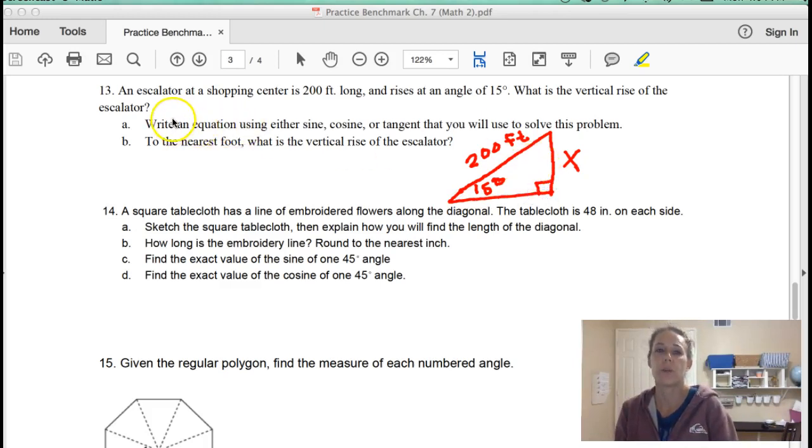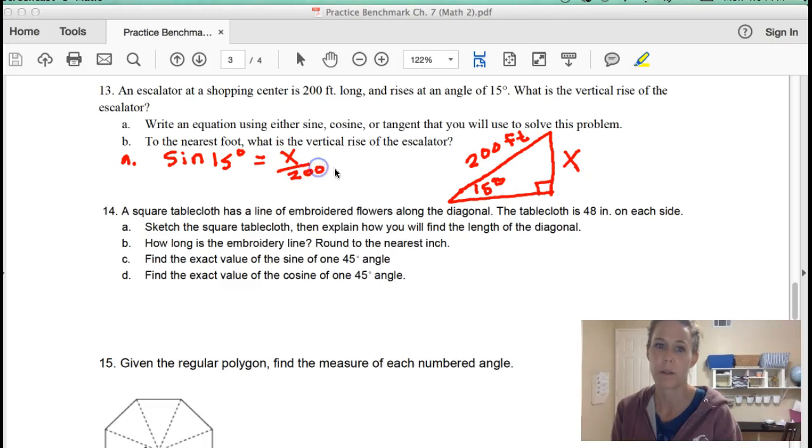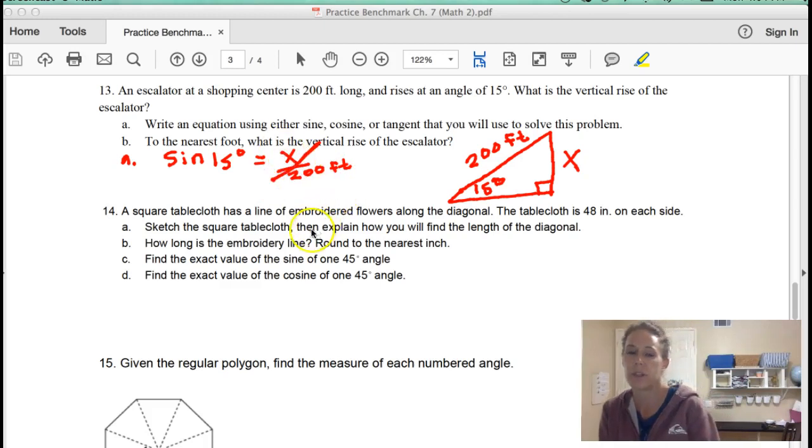And what we want to do here is write an equation using either sine, cosine, or tangent that you will use to solve this problem. So if I have 15 degrees and I have the opposite side and the hypotenuse, well, opposite over hypotenuse would be sine. So part A, I'm going to do sine of 15 degrees, and I want to see this on the test, equals x over 200. And when you type this in, just do the slanty for division. So just do that slant for division, and I'll get it.